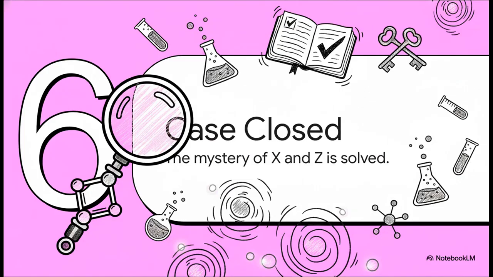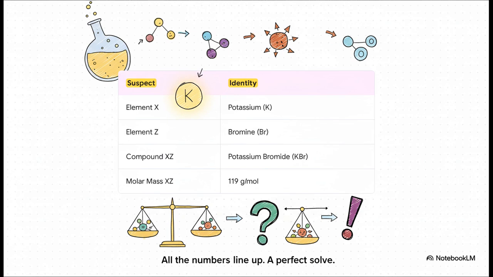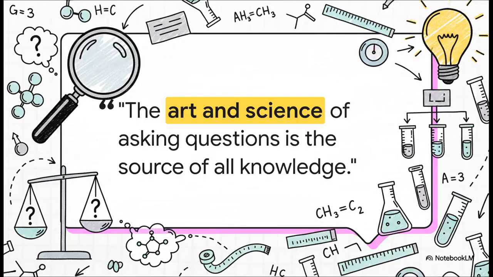And with that, the case is officially closed. Let's just review the final report, shall we? So here it is, the final rundown. Element X is potassium, element Z is bromine. That means our original mystery compound was potassium bromate, which decomposed into potassium bromide and oxygen. All the numbers line up. It's a perfect solve.